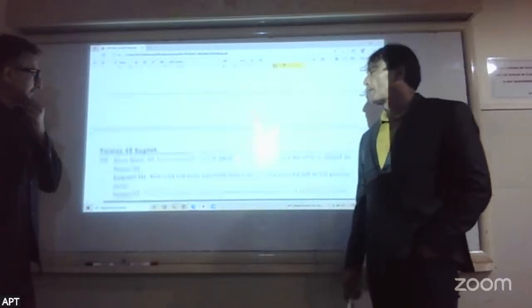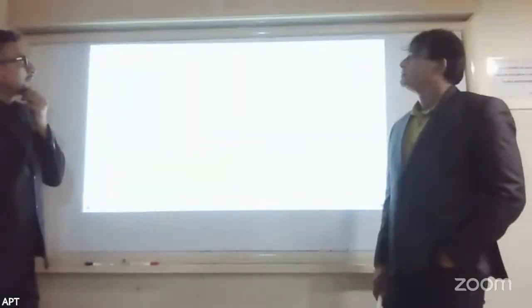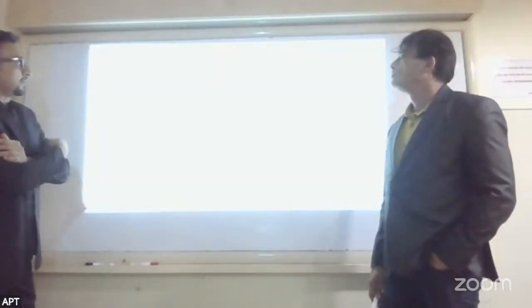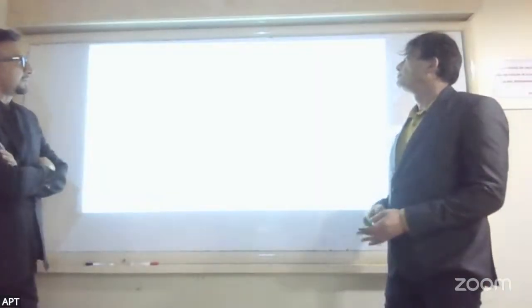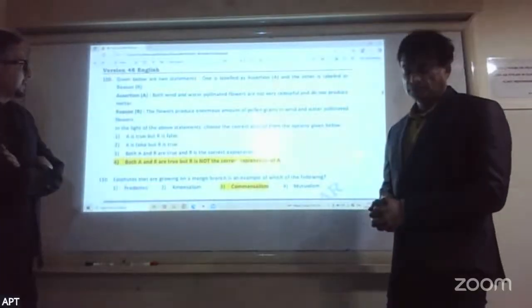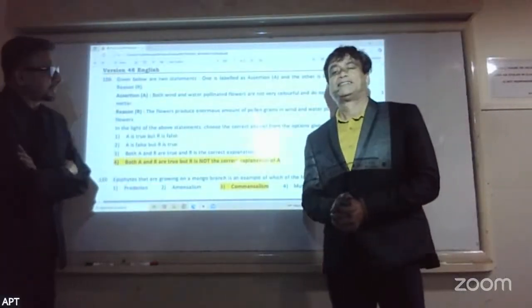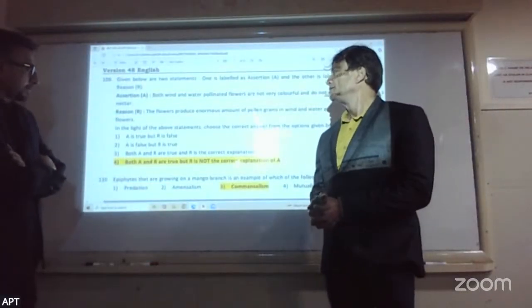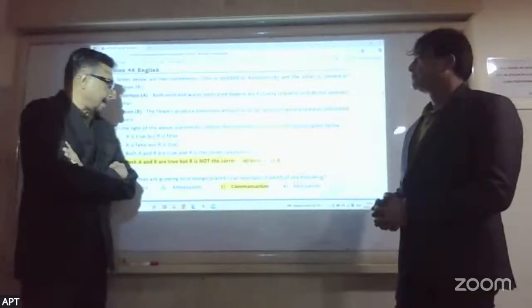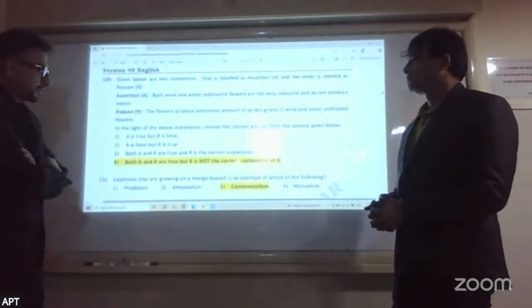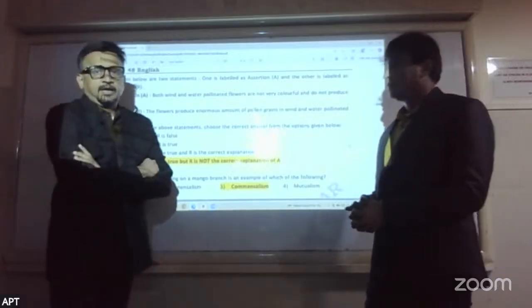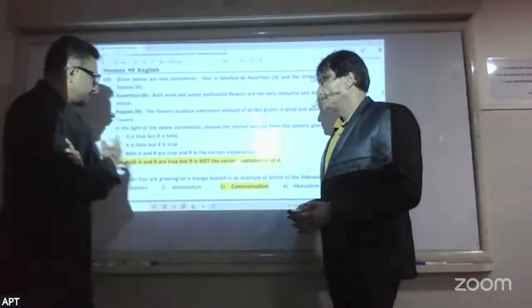Yes. Next. Given below are 2 statements, assertion and reason. Both wind and water pollinated flowers are not very colorful and do not produce nectar, correct? And the flowers produce an enormous amount of pollen grains in wind and water. I think the vestige is also a factor. So both look true, but R is not the explanation of A. So I think I'll go with alternative 4. Sachin, so can you take this?